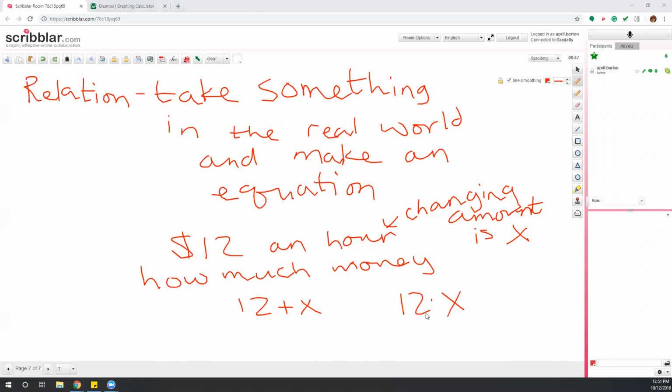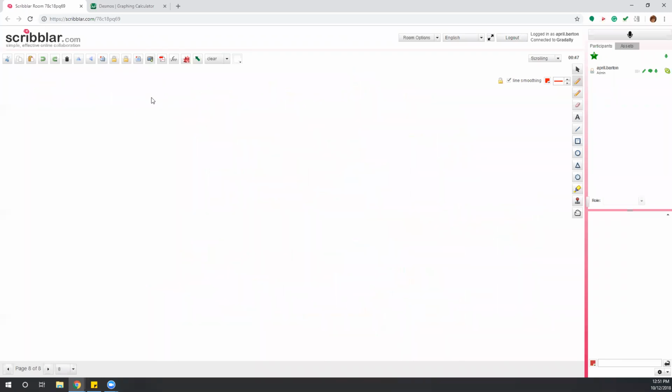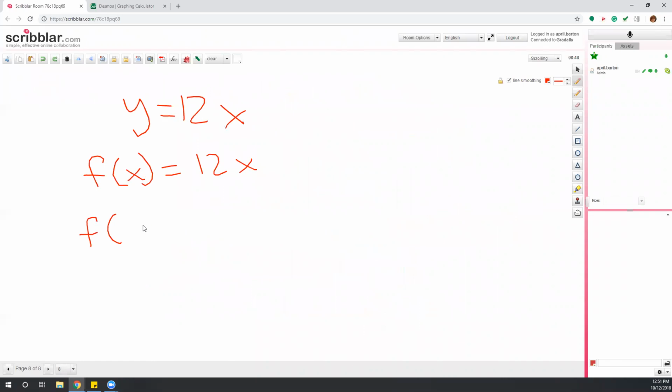So 12 times X is going to be your equation, and it's Y equals, because Y will be the total amount you make. So if you wanted to know 23 hours of work, you could plug it in. And that's where that f of x notation is useful. You'll see this as part of your problems. If I write this as f of x instead of y, then if I say f of 15, what I'm saying is find how much money you're going to make by working 15 hours.